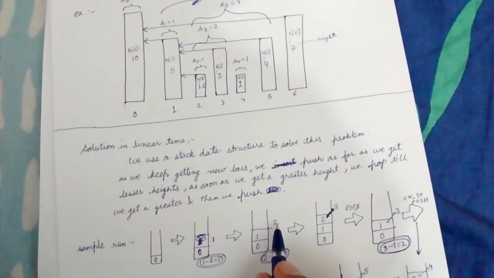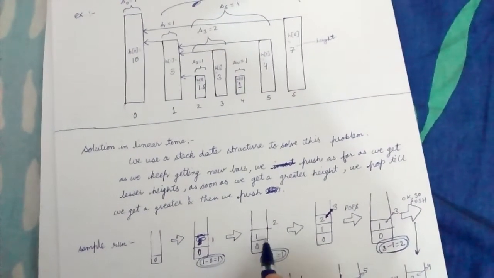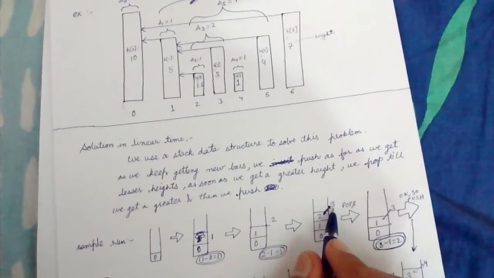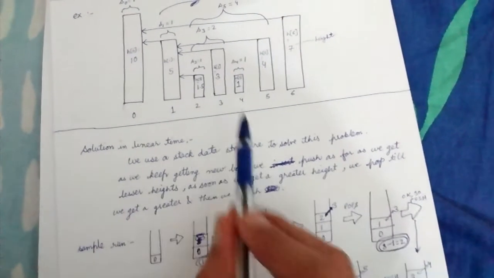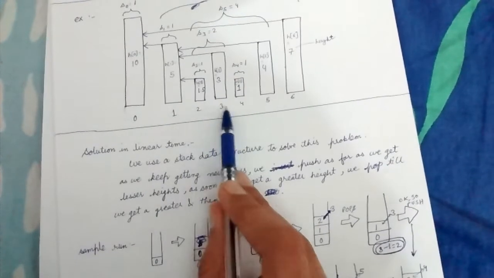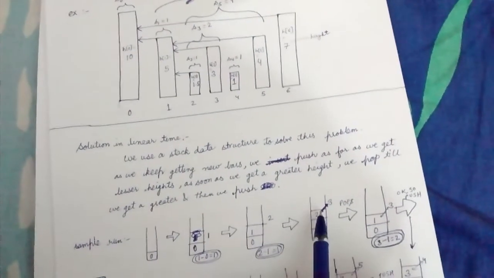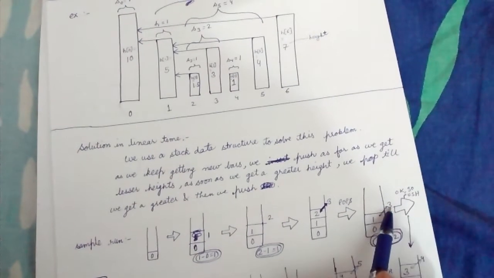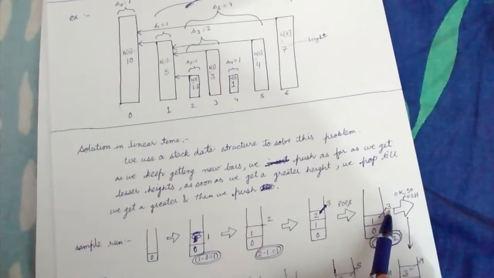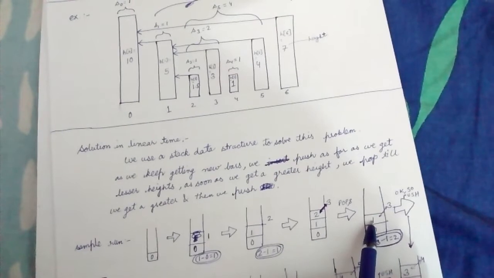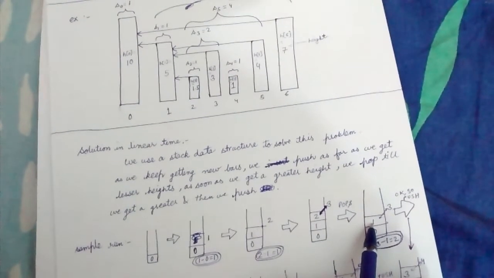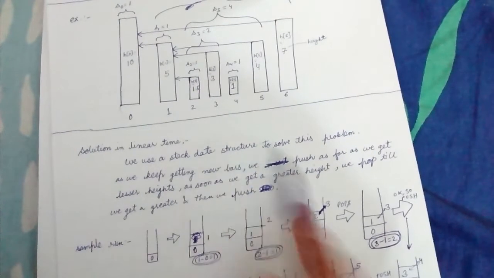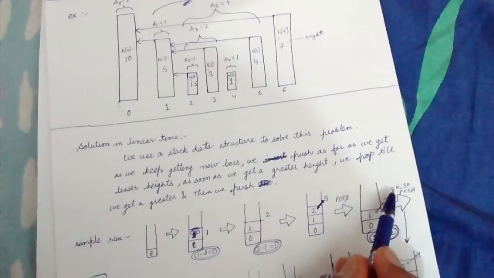Now 2 is aside. Now we compare S1 and S2. Again we push. So now we keep 3 aside. Now S3, as you can see, is of greater height than S2. So what we do is we pop 2. Again 3 is still kept aside and we compare it with 1. Okay. Now 1 is greater height than 3. So what we do is, okay, so push.